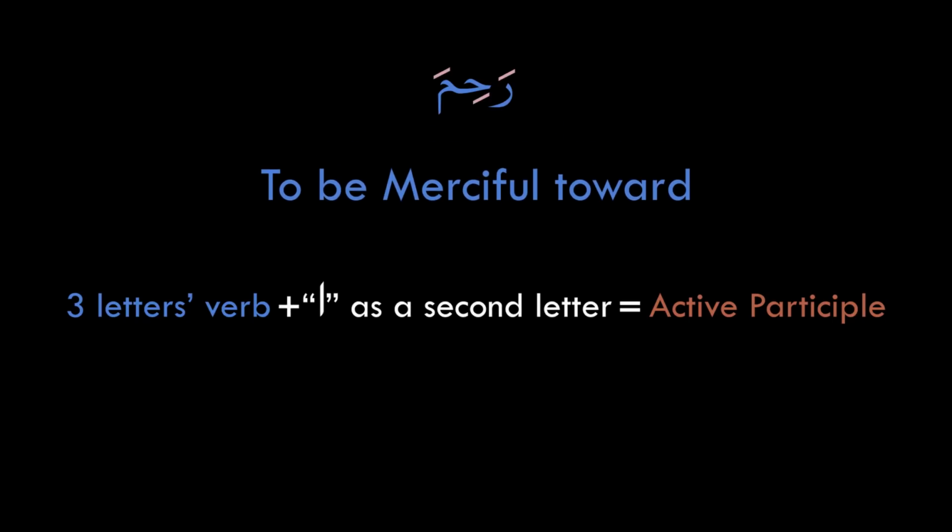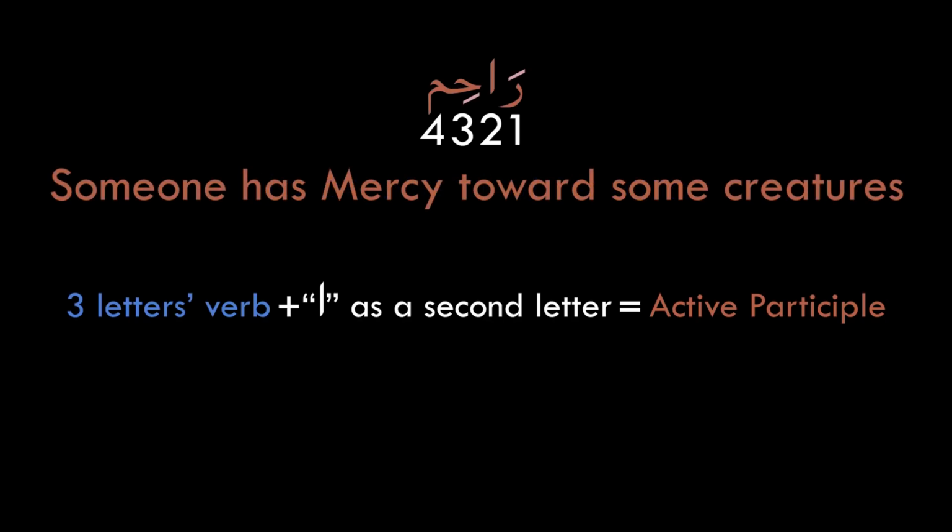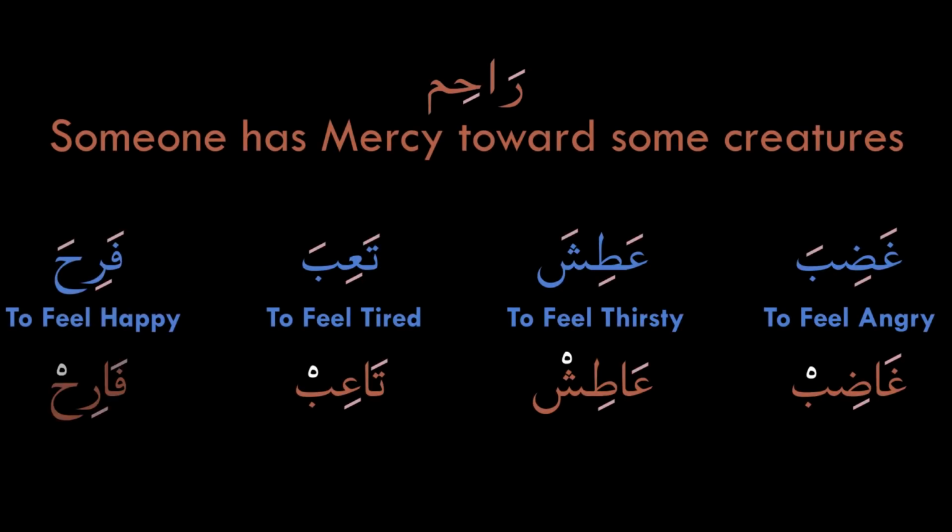So, rahima is a verb that consists of three letters. If I add alif as a second letter, I'll have rahim, and it is an active participle. That means the one that has mercy towards others. Let's take other examples. If you notice, all those verbs consist of three letters, and their second letters have a kasra under them in their infinitive form.